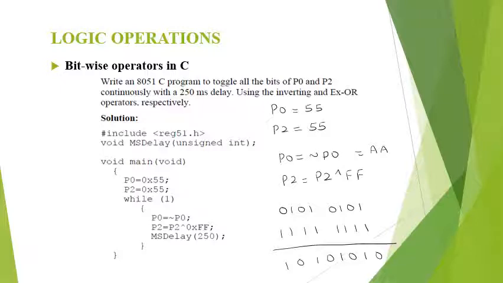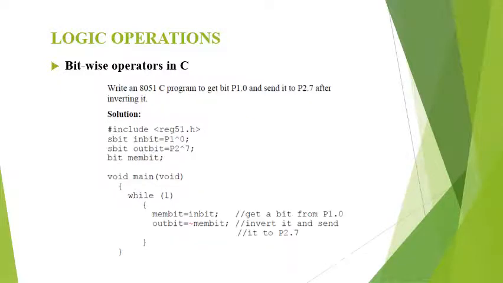So P0 will be negated. So we get 55, and P2 will be again negated. We get 55, and then the delay function is called. So in this way all the bits of both P0 and P2 will be toggled with a delay of 250 millisecond. Next example, write an 8051 C program to get bit P1.0 and send it to P2.7 after inverting it.